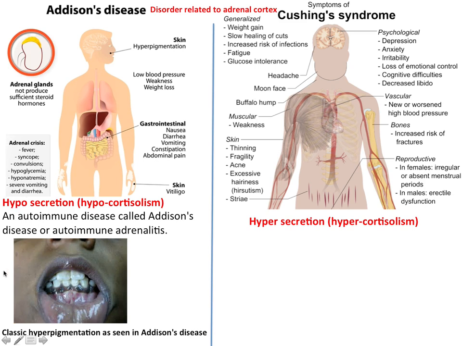Here, down in the figure, you can see the classic hyperpigmentation in Addison disease. Second is Cushing syndrome. It is because of hypercortisolism or hypersecretion of cortisol. Here you can see the various symptoms of this Cushing syndrome. It can affect our brain, our skin, and our reproductive system as well.